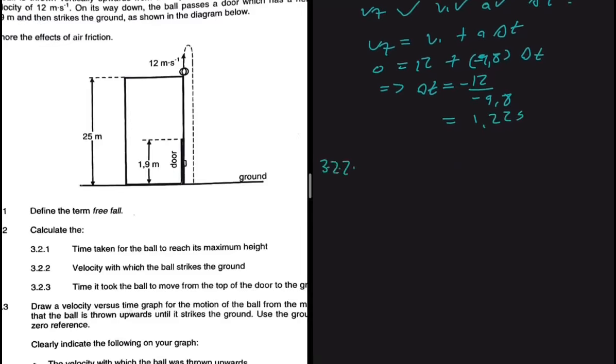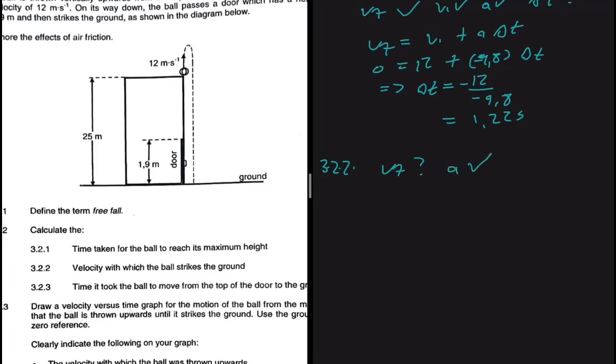Now we can do 3.2.2. So 3.2.2 is saying, let's find the velocity with which the ball strikes the ground. So again, we're going to conceptualize and look at the information we have and see how we can solve the problem. We're looking for what? We're looking for the velocity, right? So we're looking for some VF. We have acceleration, we always do, right?